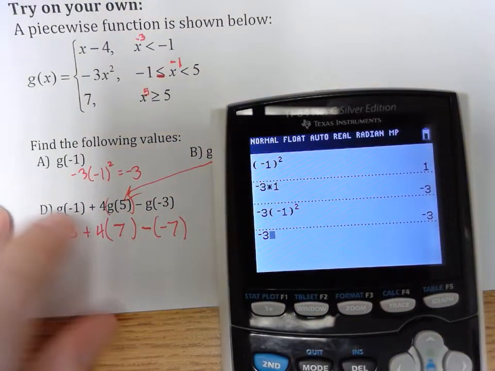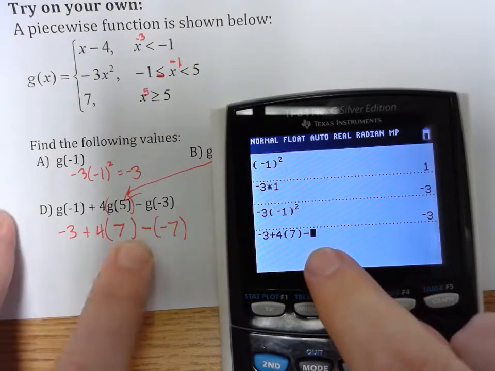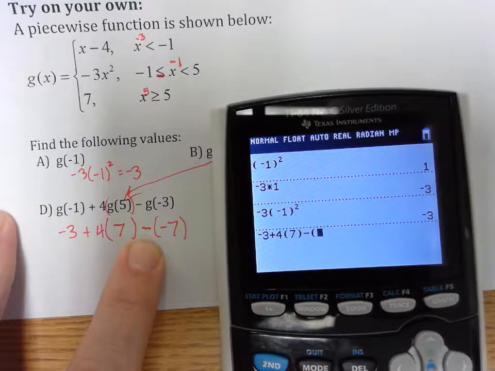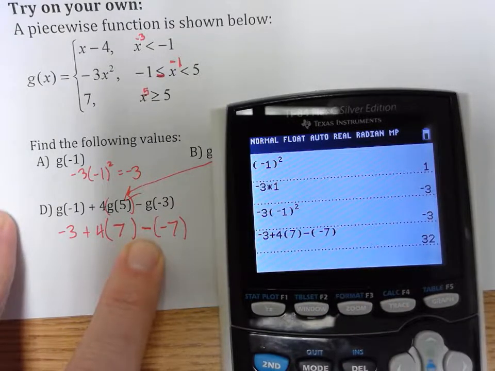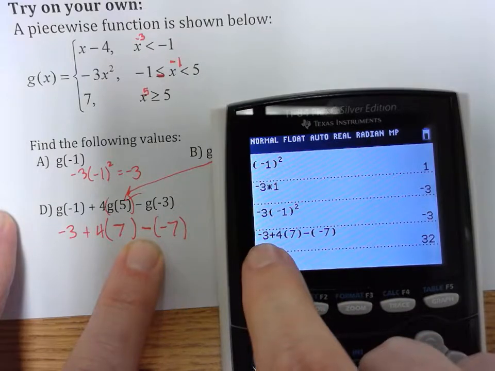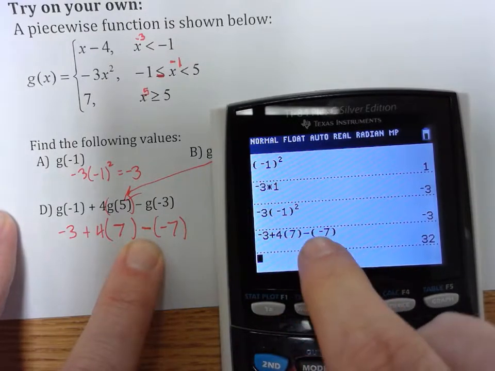-3. Notice I'm using the negative symbol, not the minus. Plus 4 parentheses 7. Minus, this is where the minus sign goes in. And then parentheses, you do the negative symbol. You get 32. That's 28. -3 plus 28 is 25. That's plus 7. That's 32.